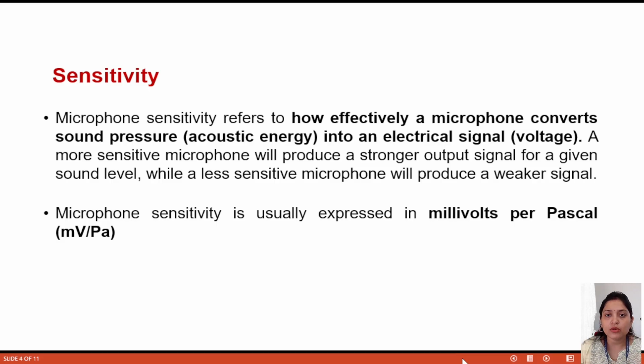So, what is sensitivity? It means how effectively a microphone converts sound pressure, or acoustic energy, into an electrical signal. A more sensitive microphone means the output signal is very strong, and a less sensitive one gives a weaker signal. It is expressed in millivolt per pascal, mV per pascal.